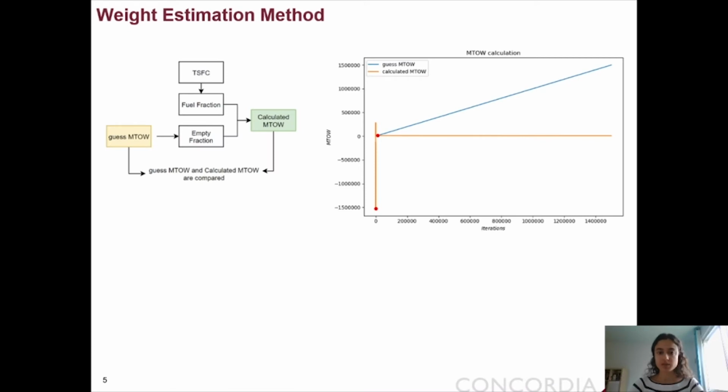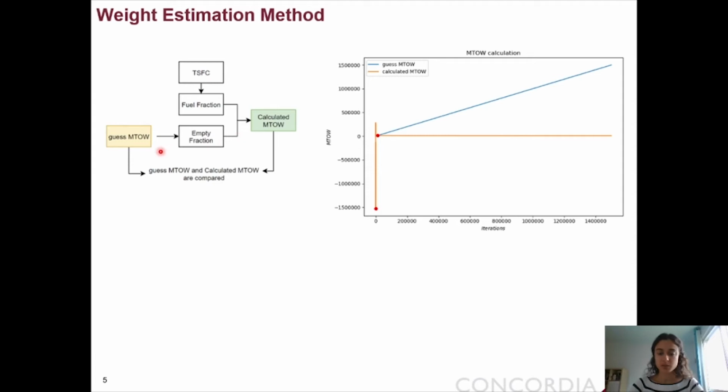The thrust-specific fuel consumption, or TSFC, is determined based on the engine subtype: pure turbojet, low bypass or high bypass turbofan, or turboprop. The fuel fraction is estimated based on the range to be covered by the airplane and based on historical data. The empty fraction is estimated based on historical data and the type of aircraft considered.